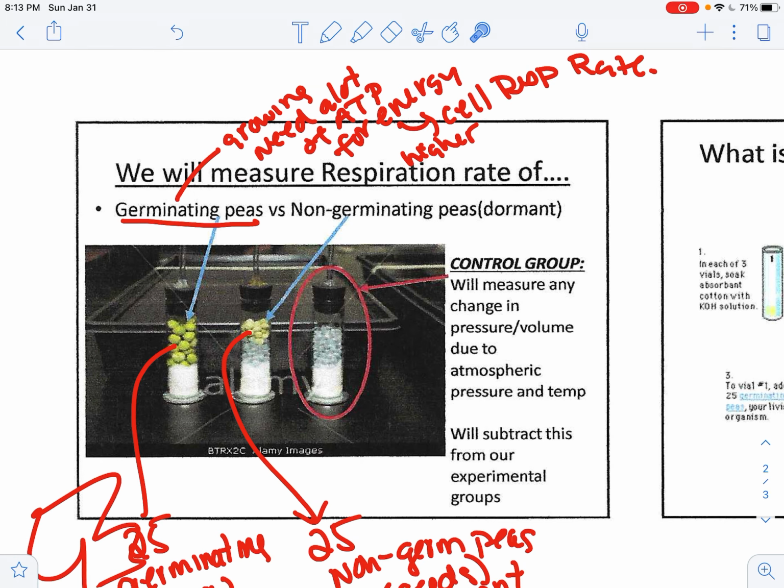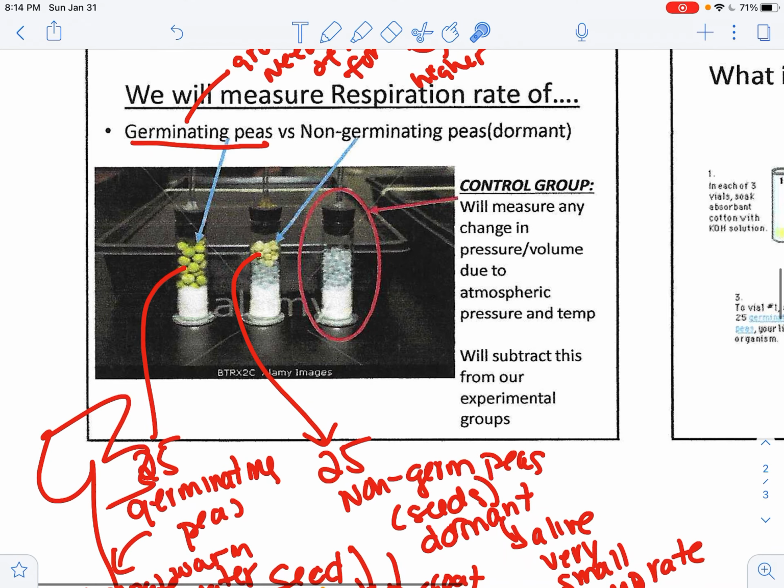But the method is what I want you to understand, and the experimental setup here. So we're comparing germinating versus non-germinating. That's one independent variable that we're doing. We're going to compare germinating versus non-germinating. I don't know how I spelled that there, but independent variable is what I tried to write.